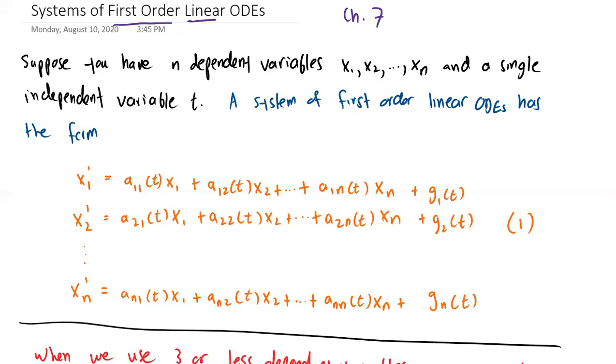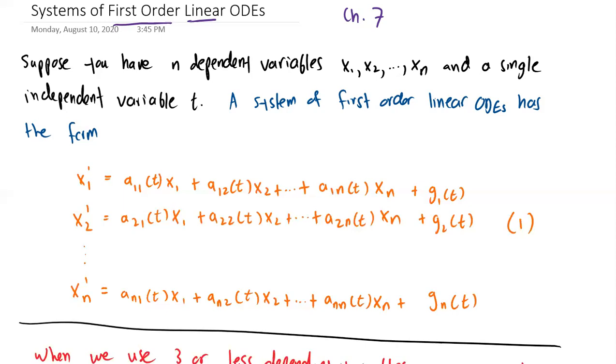First, suppose you have, in this case, n dependent variables, right? So n different dependent variables. Usually we've been working with only one dependent variable, usually y. Now we're going to have n dependent variables. We're going to call them x sub 1, x sub 2, up to x sub n. We want these to be ODEs, so we're going to have a single independent variable t, which means that x1, x2, up to x sub n are all functions of t.